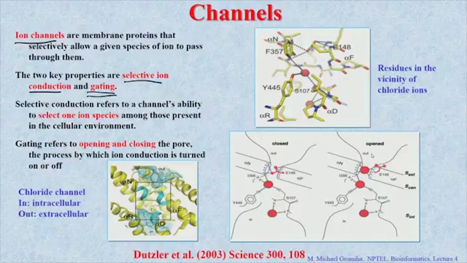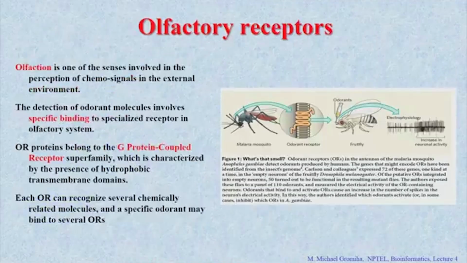So, there are two different aspects. One is the selective ion conduction, they will allow to pass only specific ions, and the second one is the gating. So, it has open and closed conformation, right, it changes the conformation to allow to pass through the membrane, right. Okay, this is another example called olfactory receptors, right.